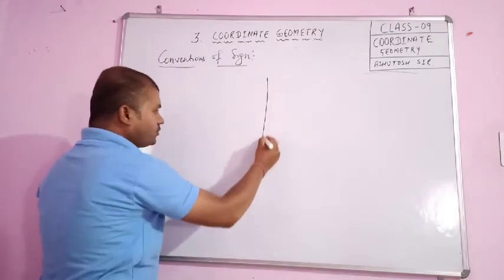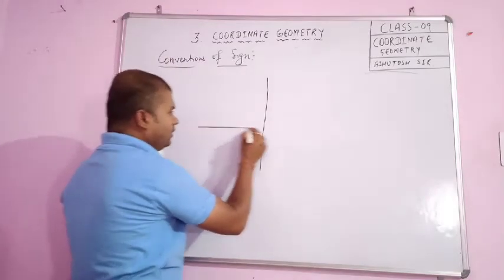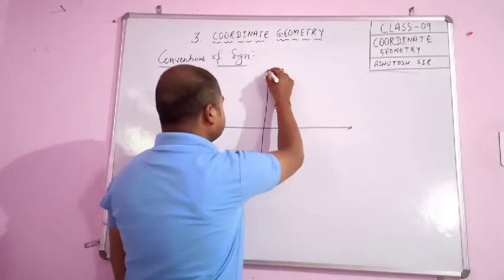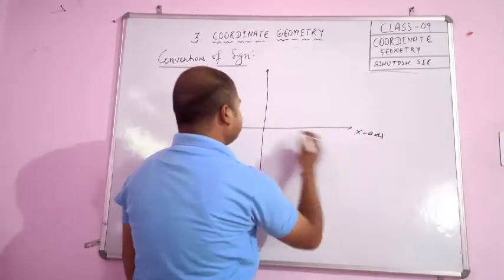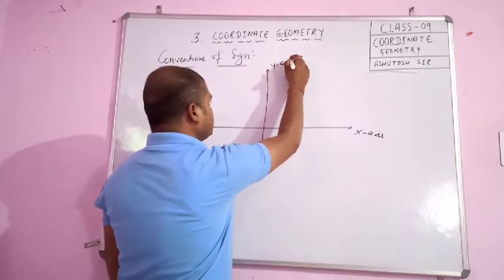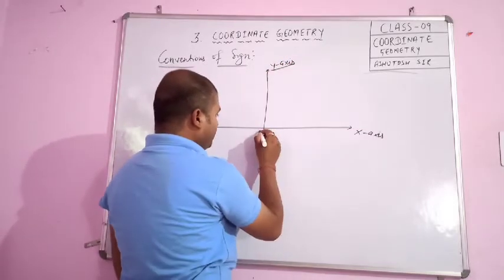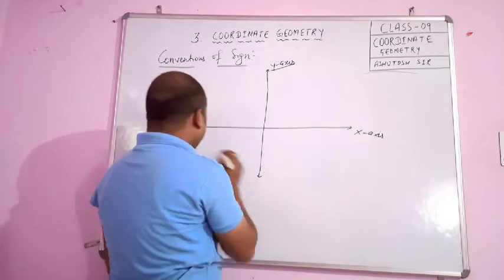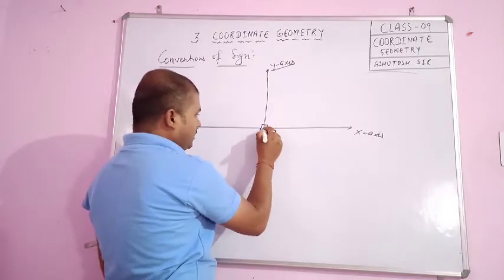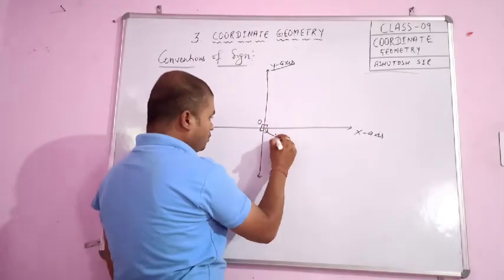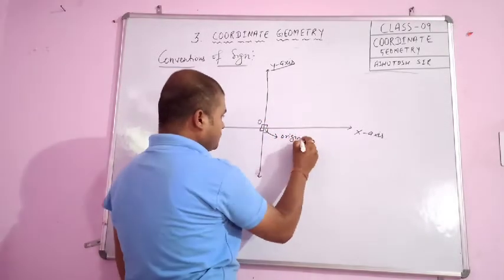If you draw a Cartesian system on your plane, that means this one is x axis and this one is y axis, and two perpendicular lines cross each other at the point O. This O is called origin.